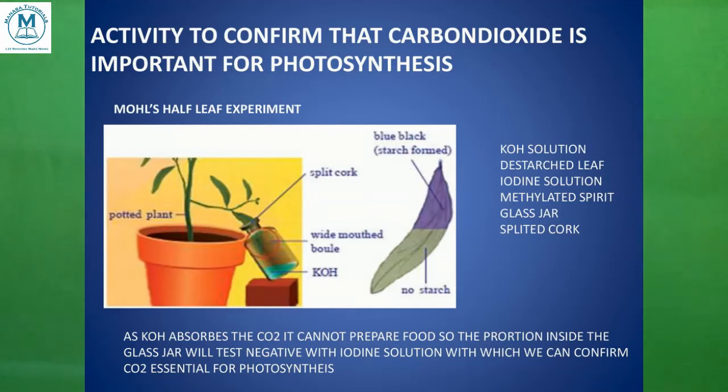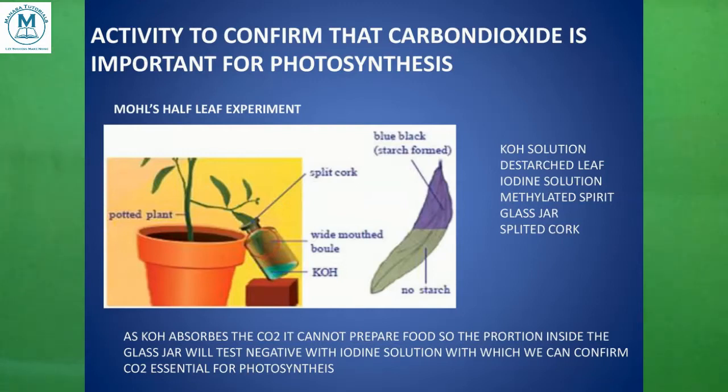That will turn blue in color. You know why? Because the plant is there. From the roots of the plant we are giving water, sunlight is there, and carbon dioxide is received. But when you place the leaf in KOH solution or powder, what happens? KOH will absorb CO2.